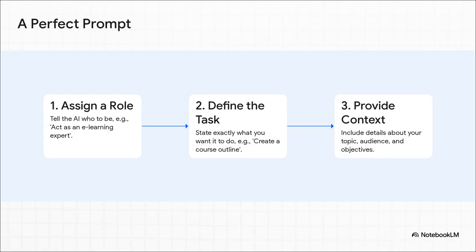It really all boils down to this simple 3-step formula. 1. Assign a role. Tell it who to be. 2. Define the task. Tell it what to do. And 3. Provide context. Tell it who this is for and why you're making it. If you nail these 3 things in your prompts, you are going to get gold every time.